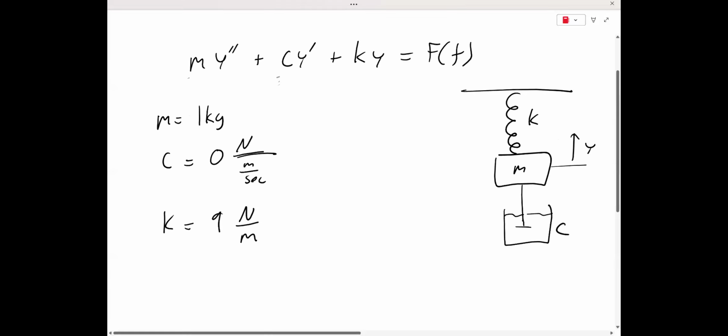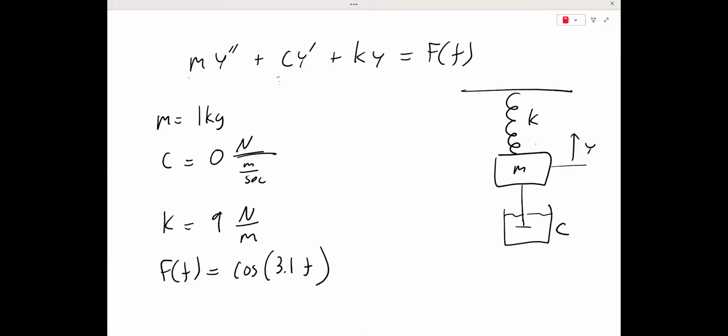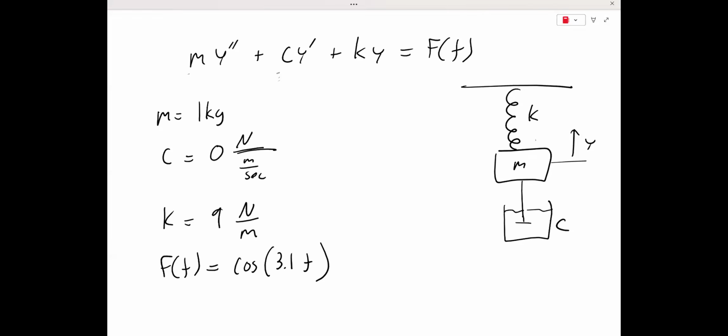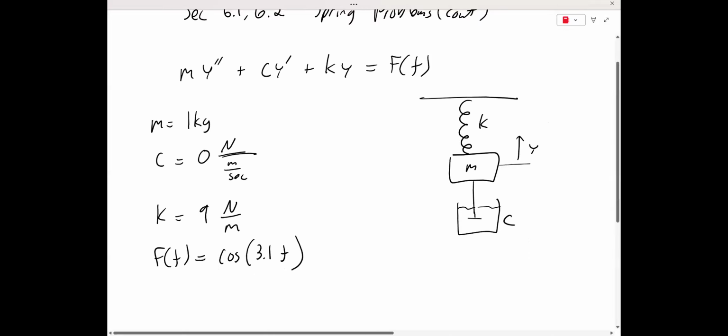And then f of t, let's say there's some external force acting on it, so it's being pushed at certain times. Imagine a little thruster on it adding extra force, pushing or pulling it. Let's say f of t, the external force, is cosine of 3.1 t. It's kind of an odd thing, but we'll see about this in a minute. So it's some periodic force acting on it.